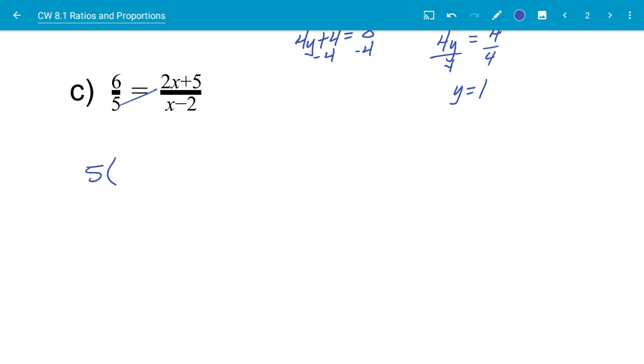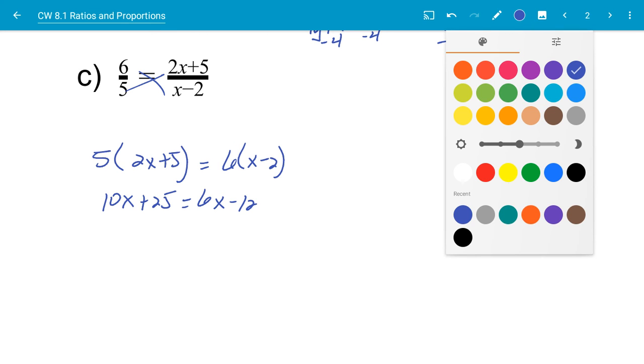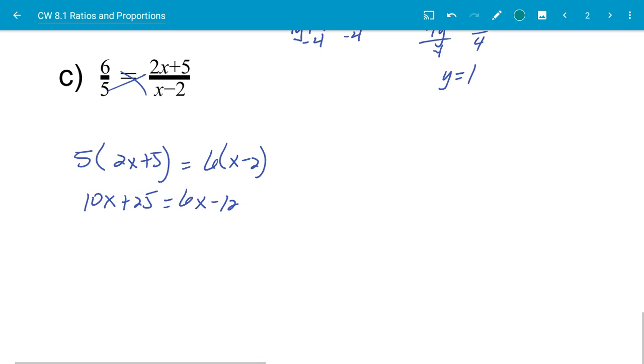So I have 5 times (2x plus 5) is equal to 6 times (x minus 2). Distribute both sides. I'm going to have 10x plus 25 is equal to 6x minus 12. Now I'm going to do two operations in this one step. I'm going to put my variables on my left-hand side, so I'm going to subtract 6x from both sides. That's going to cancel this out. But I'm also going to put my constants on my right-hand side, so I'm going to subtract 25 from both sides at the same time, and that's going to cancel out.